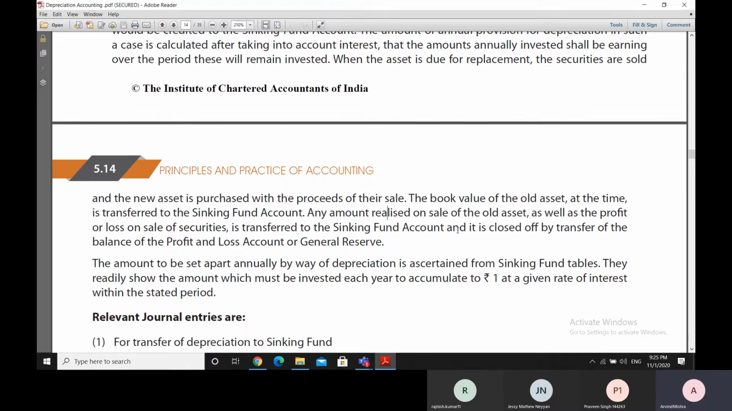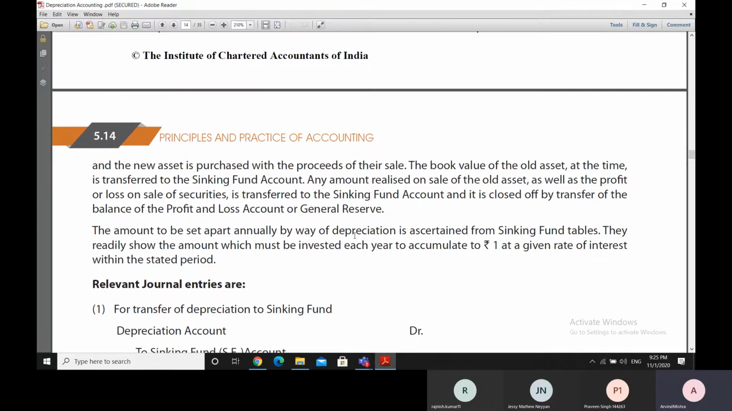Now, how much amount has to be set apart annually by way of depreciation is found out from the sinking fund tables. There are certain sinking fund tables which have been prepared on the basis of mathematical formulae, and they help us ascertain straight away how much amount we can set apart by way of depreciation. These tables show the amount that we must invest every year, so that we can accumulate to ₹1 at a given rate of interest within the stated period.